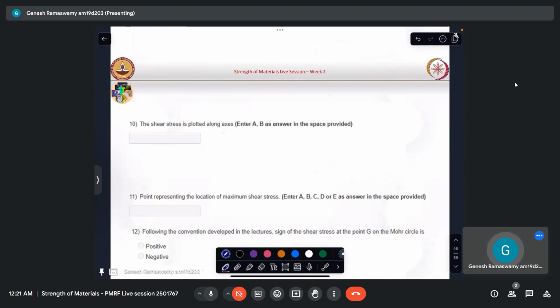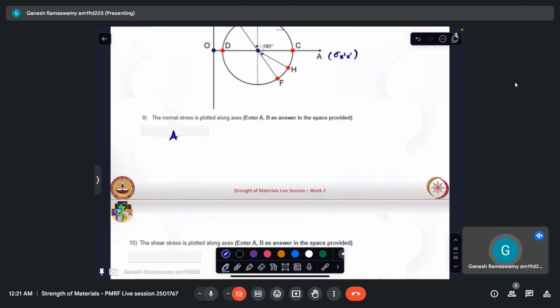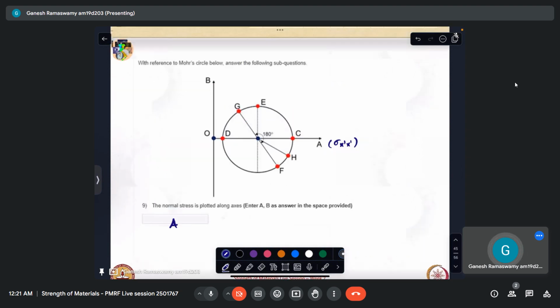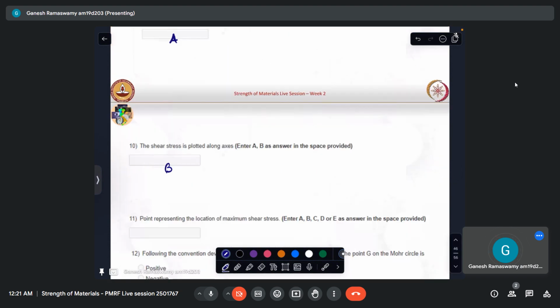The shear stress is plotted along A or B. We know that shear stress is plotted along B. And as per our convention, this will be my positive tau x prime y prime. And pointing upwards, that will be negative. So that we have rotations in the physical plane match with rotations in the Mohr circle, which we have discussed in much detail in the earlier problems.